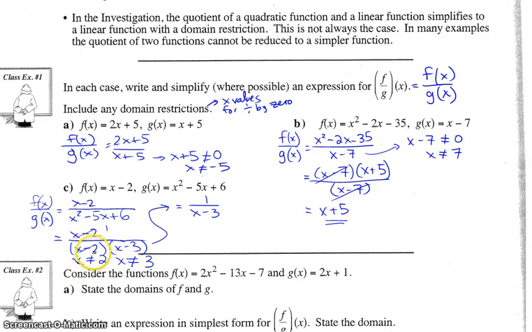So x can't equal 2, or otherwise we'd be dividing by 0, and x can't equal 3. Okay, so those are our domain restrictions right there. Okay, and then we divide that common factor.